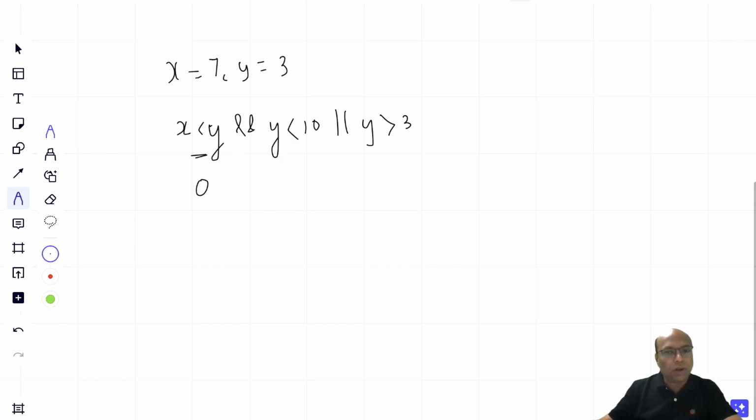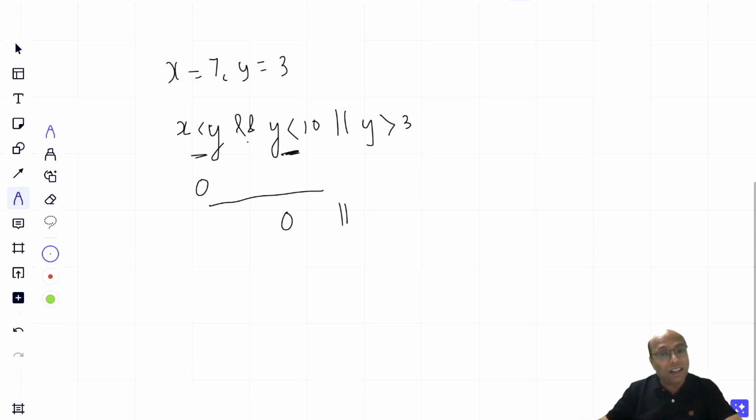Will it not solve the whole right hand side? No, no. If the left hand side is 0, the right hand side of this will not be solved. The answer for this expression is 0.